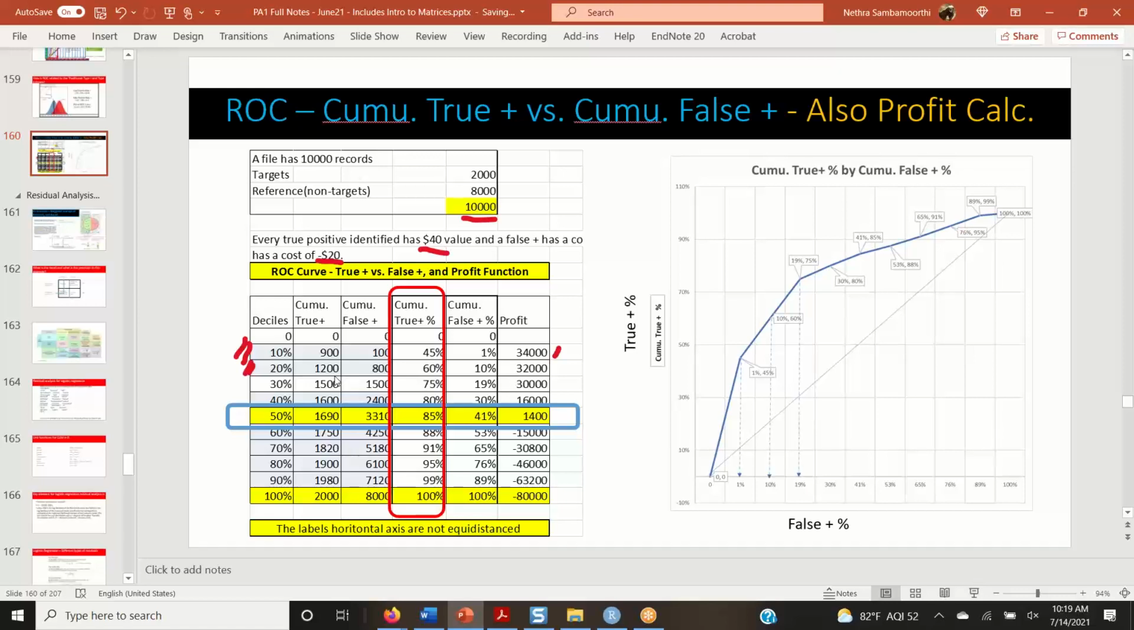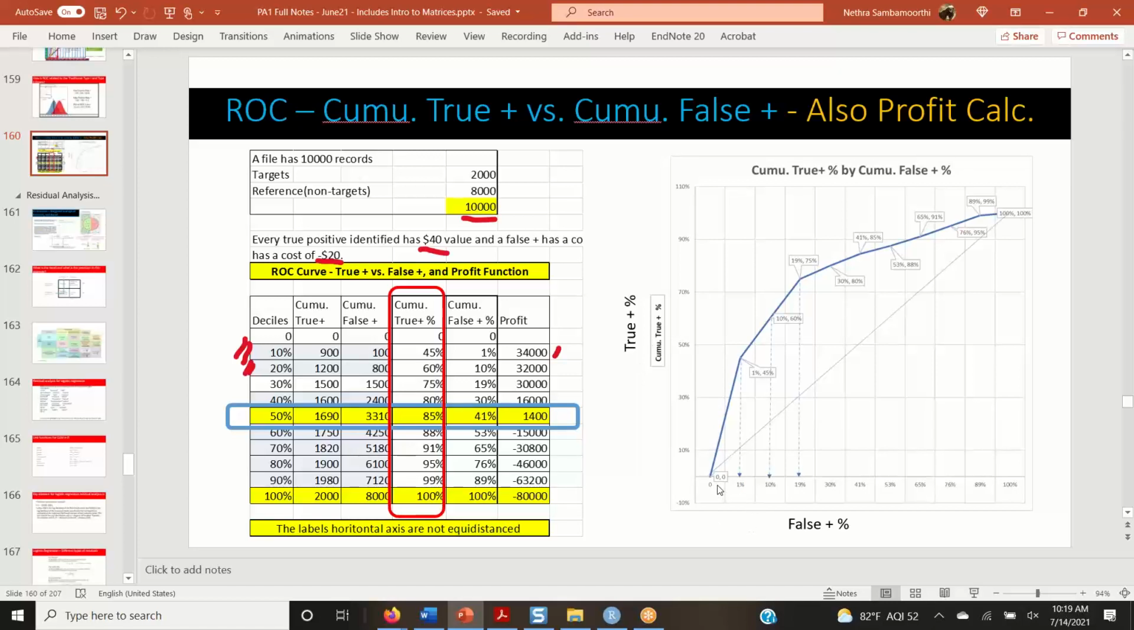1,200 times 40, that is 48,000, minus 800 times 20, which is 16,000. Am I correct, everybody? 48,000 minus 16,000, you get 32,000. So as you increase more and more, more and more false positives are accumulating. That's why this curve is like this, right? This ROC curve is another type of ROC curve. It's not true positive versus false positive.